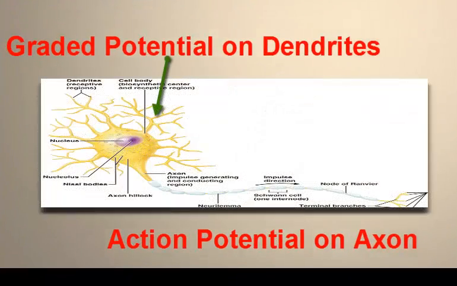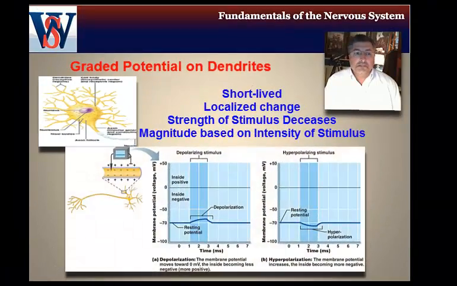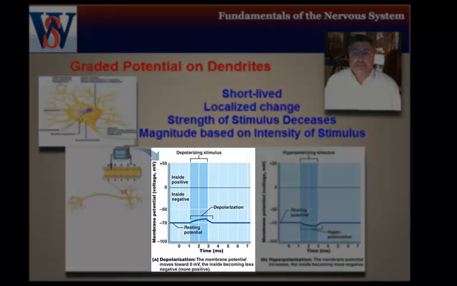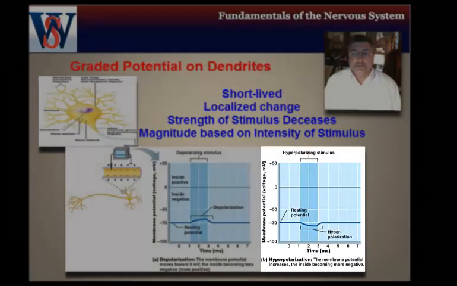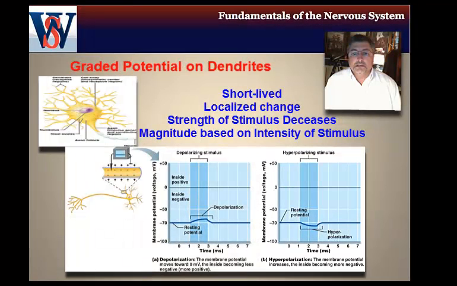Graded potential only occurs in the dendrites. Action potential occurs only in the axons. Graded potential is a short-lived, localized change in the membrane potential of a dendrite that can result in either a depolarization or a repolarization event. You can see those played out here in the graph.